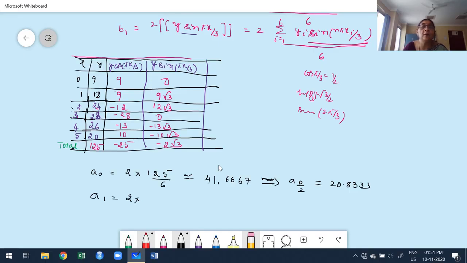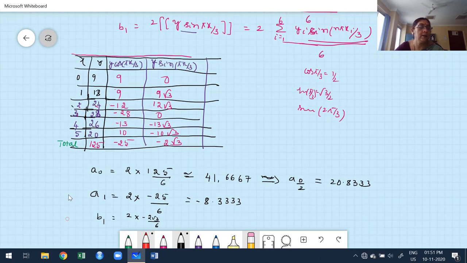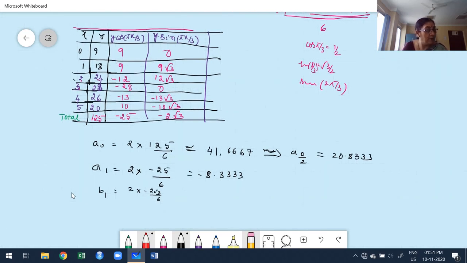Okay, fine. Next I have to calculate A1. 2 into the sum of these values, which you already know we have done, divided by 6. Simplify that, and we get minus 8.3333, rounded up to 4 decimal values. Like that you find B1, which is 2 into minus 2 root 3 divided by 6. Now you simplify that, do the calculation, and round up to 4 decimal values. We get approximately minus 1.1547.